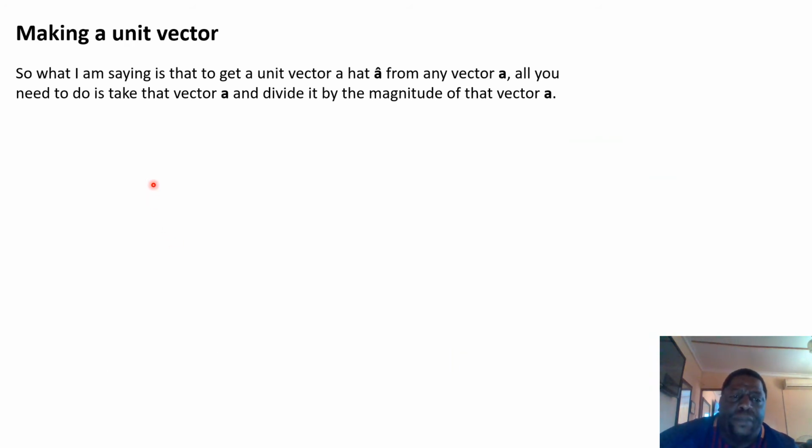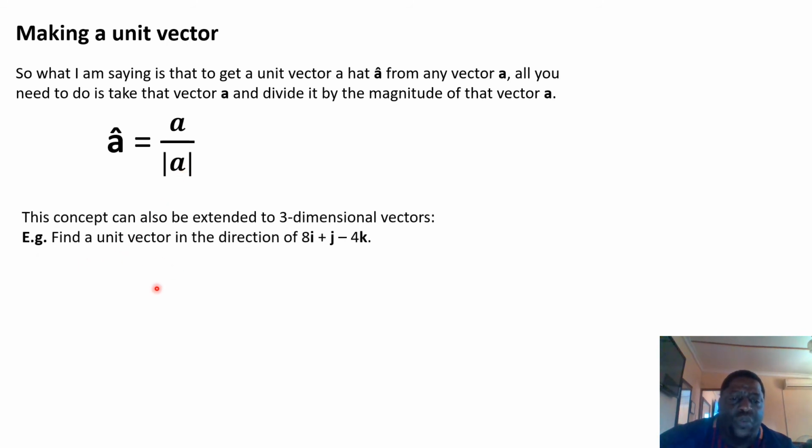What I'm saying is that to get the unit vector A hat from any vector A, all you need to do is take the vector A and divide each of the components by the magnitude of that vector. A hat equals A upon the magnitude of A. Let's look at it. Let's take a 3-dimensional vector, 8i plus j minus 4k. We need to find the unit vector. First, let that be vector A, no problem. You need to find the magnitude.